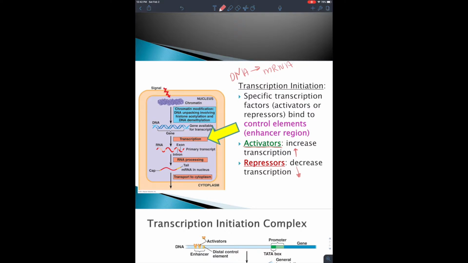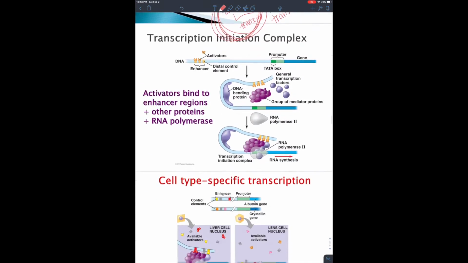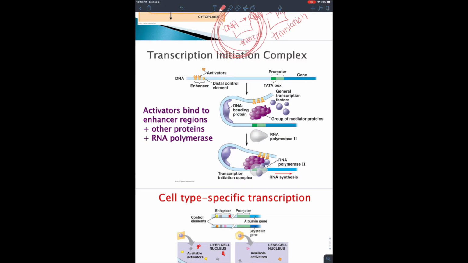Just to review again, because I feel like I'm losing some of you and I can't even see you. DNA to RNA to protein. Here is my transcription part. Here is my translation. I am focusing on this whole step right here, transcription. How much RNA, how much reading is actually occurring in my cell. Transcription initiation complex. So this is my start of transcription.